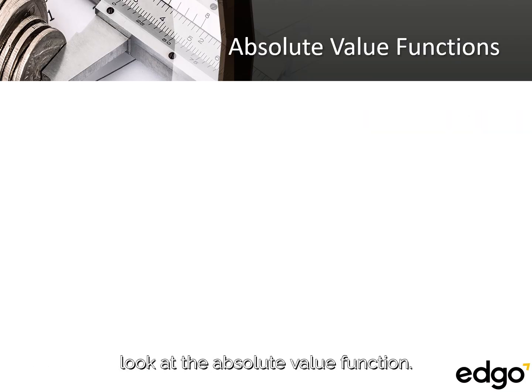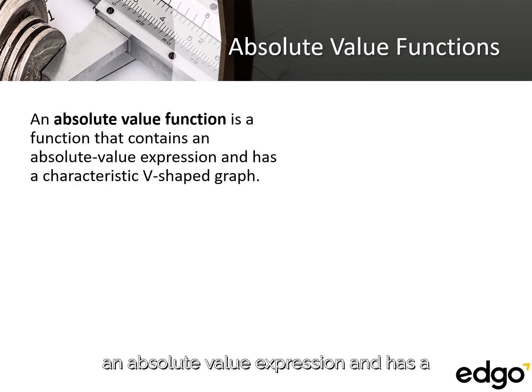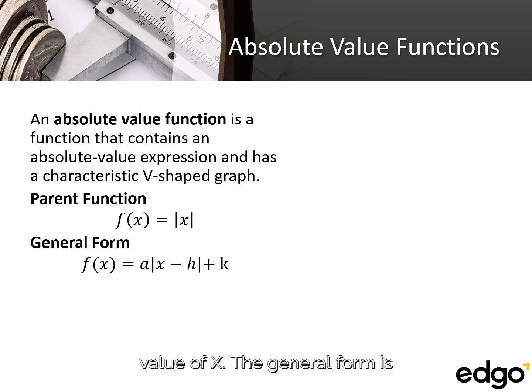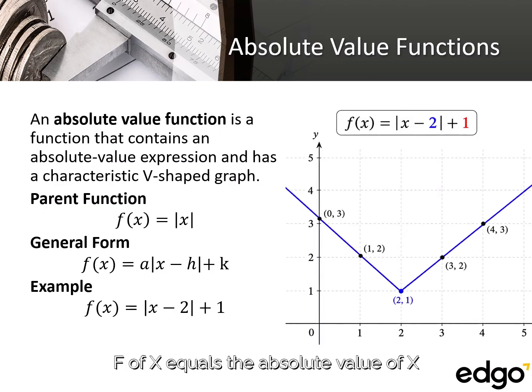Next, let's look at the absolute value function. An absolute value function contains an absolute value expression and has a characteristic V-shaped graph. Its parent function is f of x equals the absolute value of x. The general form is f of x equals a times the absolute value of x minus h, plus k. Here, the absolute value expression identifies the function family. The other parts can change the position, direction, or steepness of the graph. For example, f of x equals the absolute value of x minus 2 plus 1.